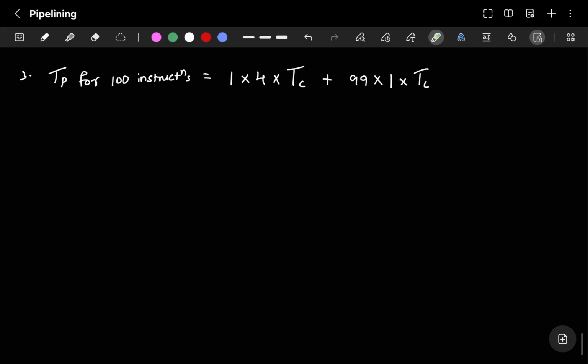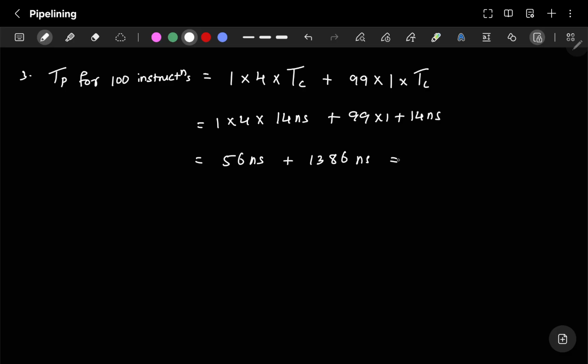So 1 into 4 into 14 nanoseconds plus 99 into 1 into 14 nanoseconds. Now if you calculate it, the first part will be around 56 nanoseconds and the second will be around 1386 nanoseconds, and the total will be 1442 nanoseconds. This would be the answer.